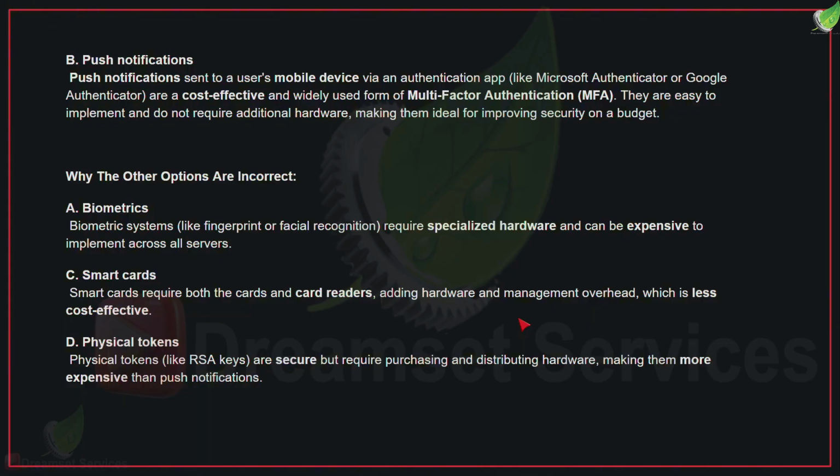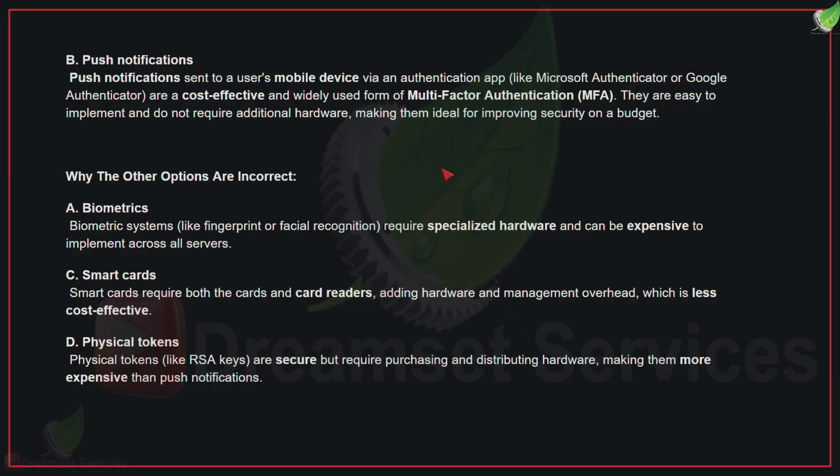They are easy to implement and do not require additional hardware, making them ideal for improving security on a budget. Why the other options are incorrect? A. Biometrics. Biometric systems require specialized hardware and can be expensive to implement across all servers. C. Smart cards. Smart cards require both the cards and card readers, adding hardware and management overhead, which is less cost-effective. D. Physical tokens. Physical tokens are secure but require purchasing and distributing hardware, making them more expensive than push notifications. Therefore, the correct answer is B.